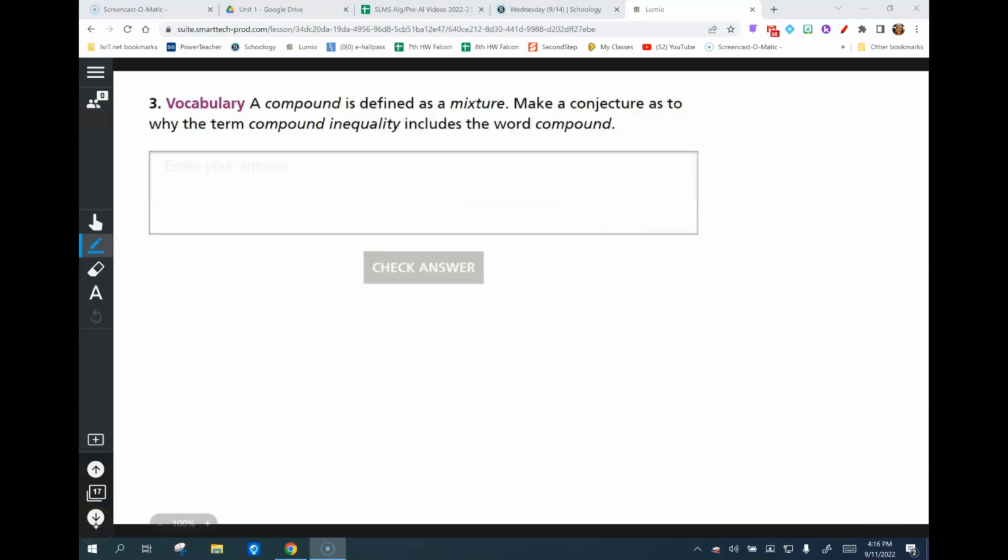Number 3, I'd like you to read this one and give me your ideas. And if we were in class, I'd be asking right now, what are your thoughts? Why do you think that we would use the word compound when compound is defined as a mixture? I hope you paused yours and wrote something down. I'm saying that it would be compound because it's a mixture. It's more than one inequality.